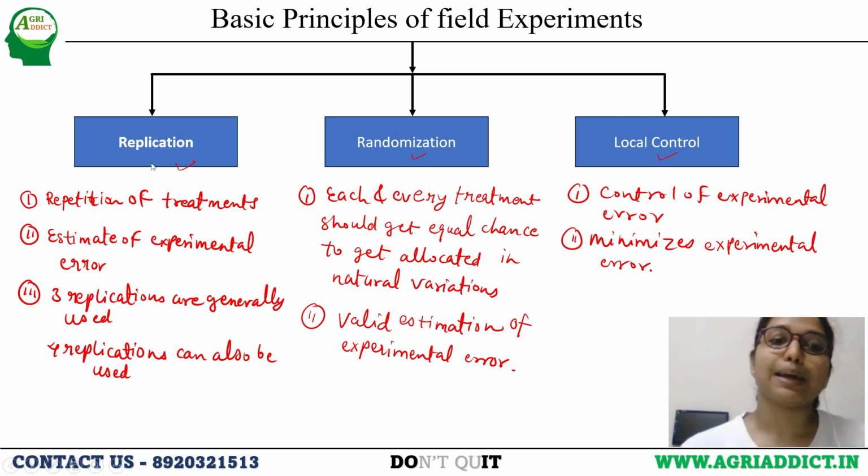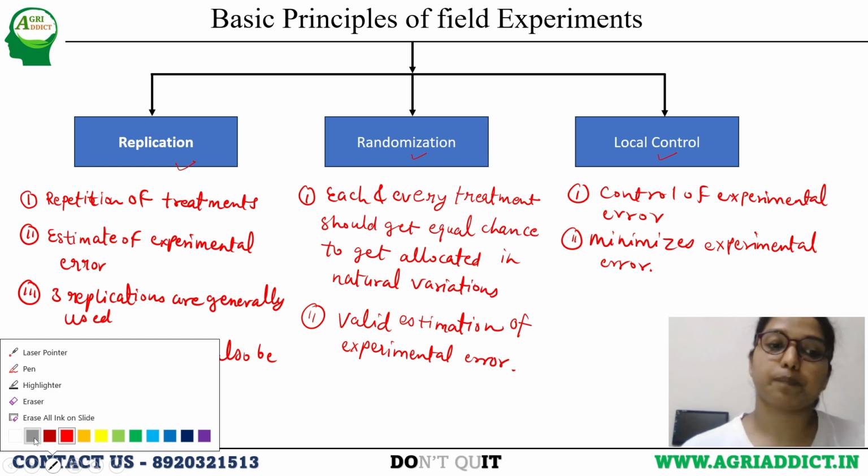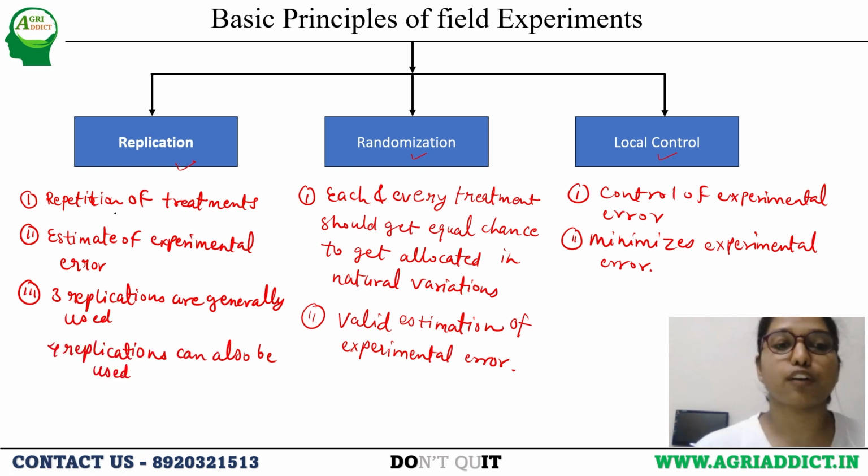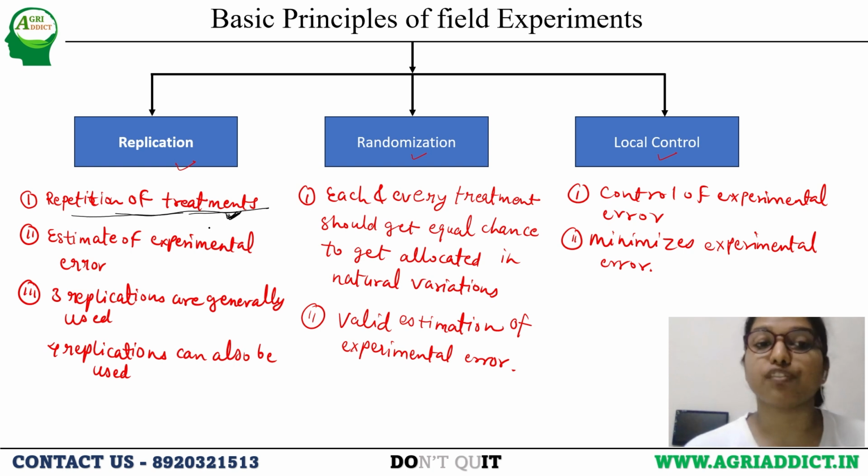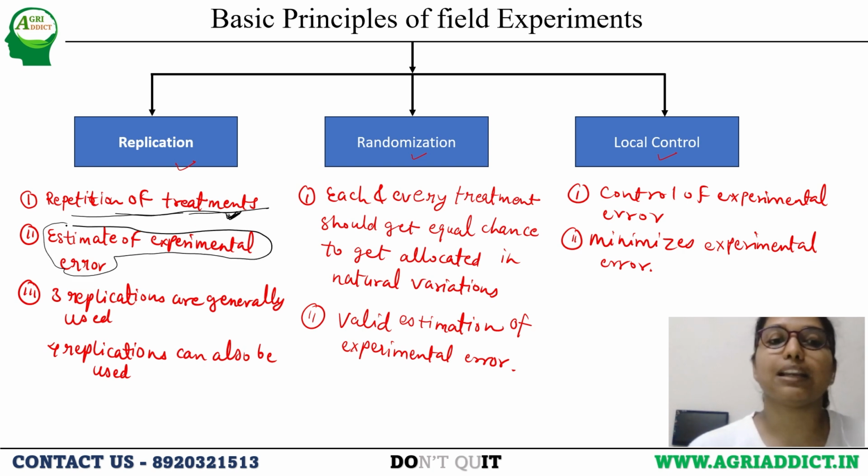What is replication? Replication is the repetition of treatments. We repeat the treatments so that the experimental error is not large; it should be less. We have to minimize the experimental error. So we repeat the treatments so that we can get the exact performance of those treatments. Replication is used to estimate the experimental error. The objective of replication is to estimate the experimental error.